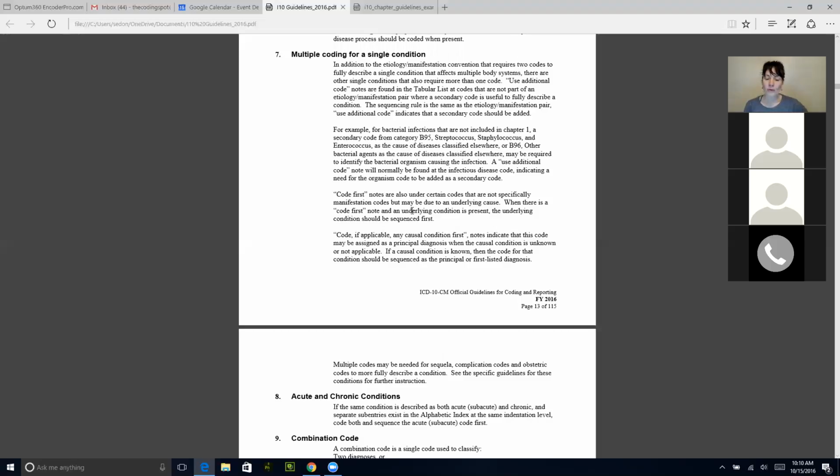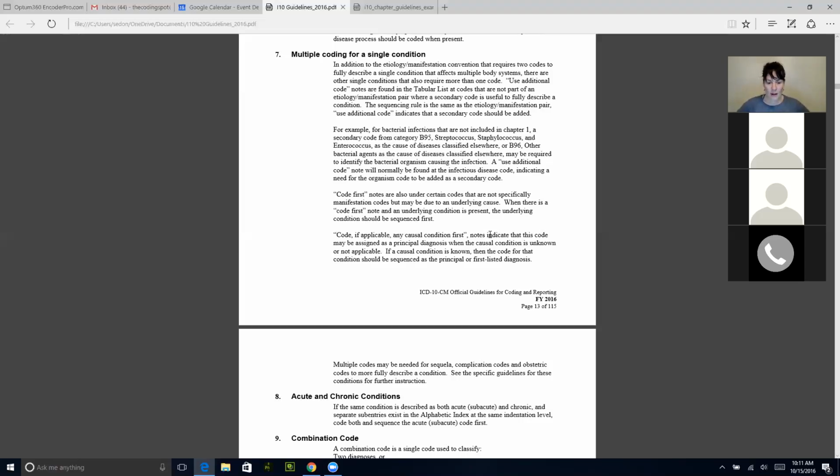Code first notes are under certain conditions that are not specifically manifestation codes, but may be due to an underlying cause. When there's a code first note, and we have an underlying condition present, we would code that underlying condition too. And it should be sequenced first. So you can see that that's right there.